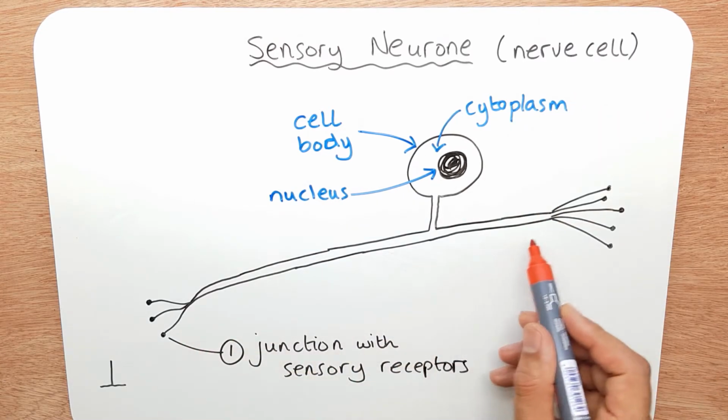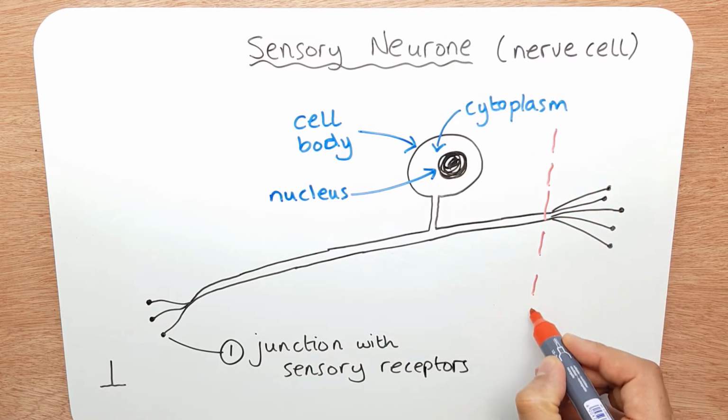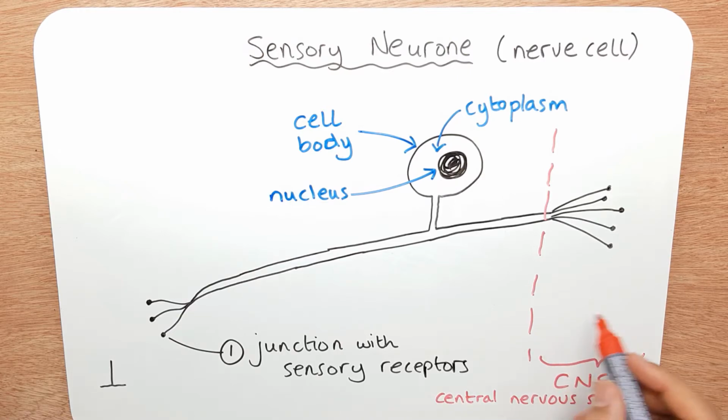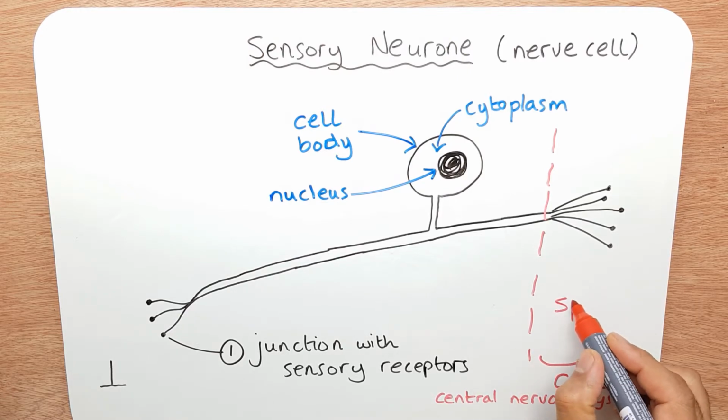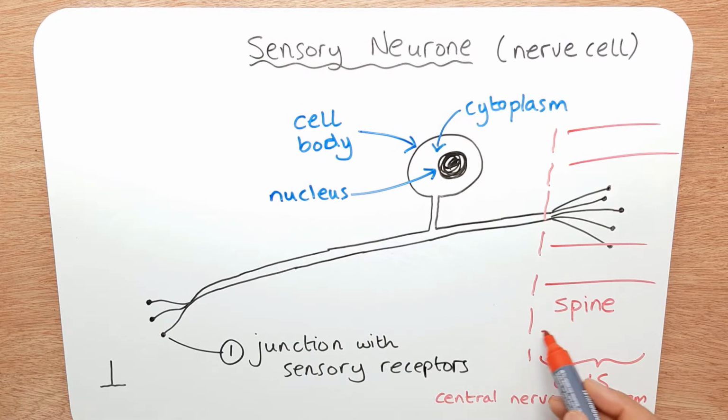This part up to here is outside the central nervous system. So let's just pretend that this is your central nervous system. And all this is in your spine. So just remember that all this bit here. Try to get a picture of where everything is relative to your spine.